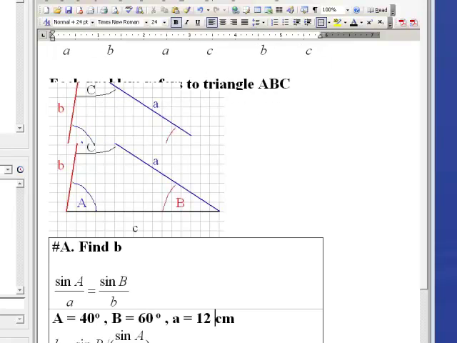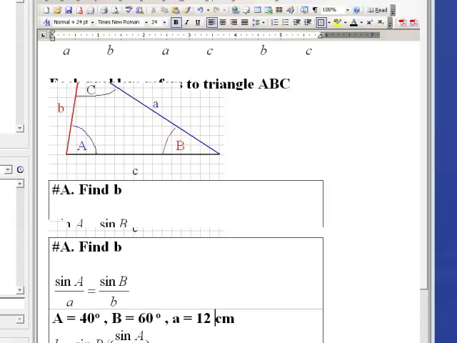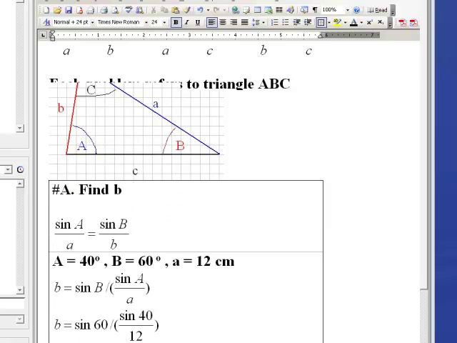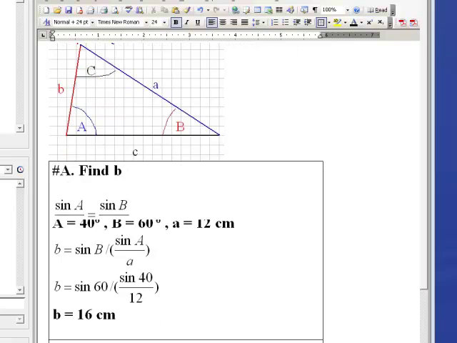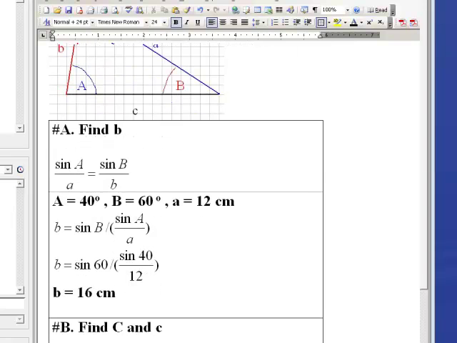Okay, next one. Says we have a triangle given with A equals 50 degrees, B equals 60 degrees, and the side a equals 36 kilometers. Find the angle C and the side c. Well, angle C is straightforward because the angles A plus B plus C have to be 180 degrees. And so C has to come out to 70 degrees. 50 plus 60 is 110. Subtract from 180 is 70 degrees.